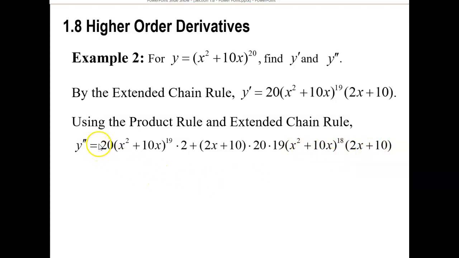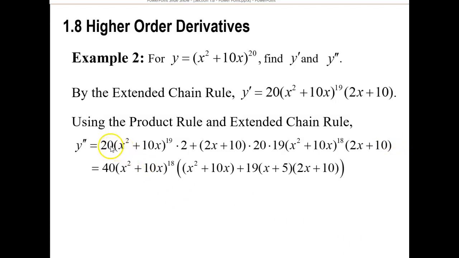So this is our product rule. First function right here times the derivative of the second, plus this is the second function, and then all of this is the derivative of the first.